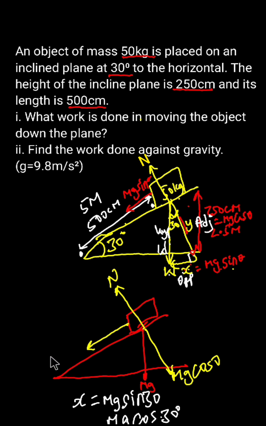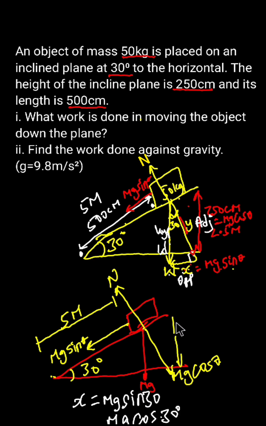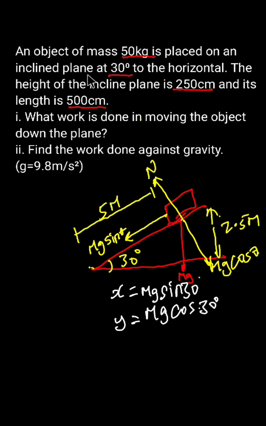So this is mg sine theta, and remember we have 30 degrees here, so this theta is going to be 30 degrees, and this theta again is going to be 30 degrees. And also don't forget that we still have the length of this inclined plane, from here to the place where the object is placed, which is equal to 5 meters, and then we have the height of this inclined plane as 2.5 meters. So let me delete this one and then move this one up. So this is the clear diagram of this question.